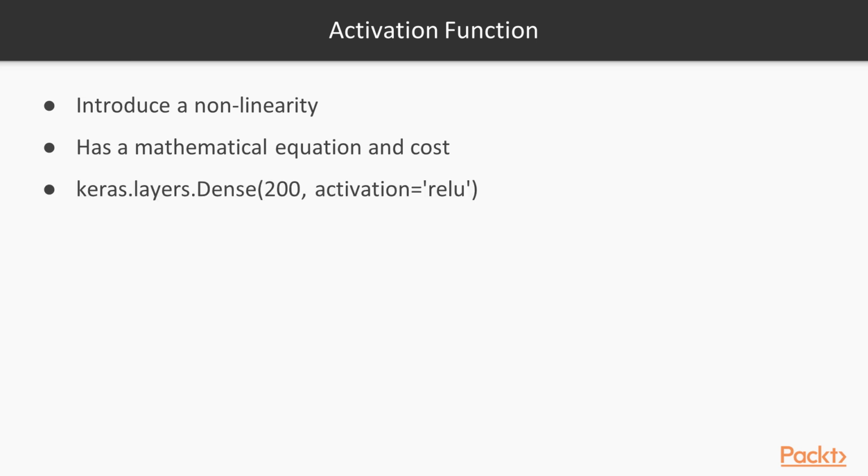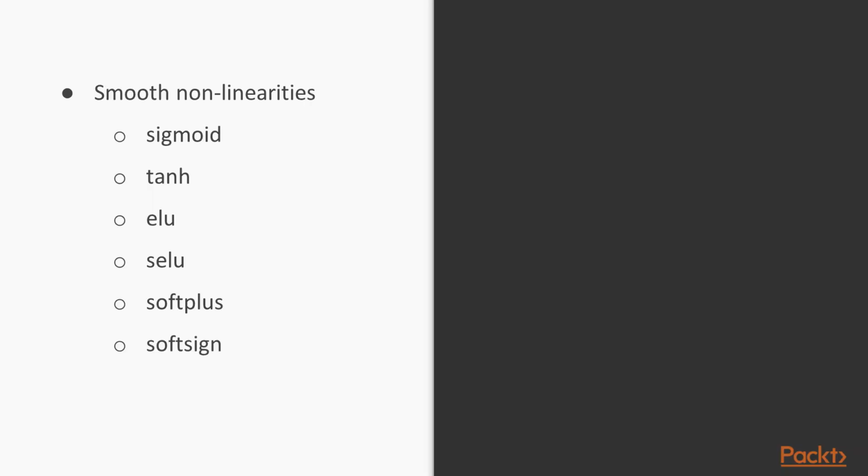A dense layer, that line of code, takes two parameters. First is the number of neurons, while the second is the activation function. In this case, we're making use of the rectified linear unit. There are many activation functions.